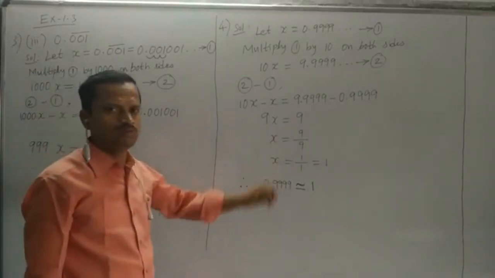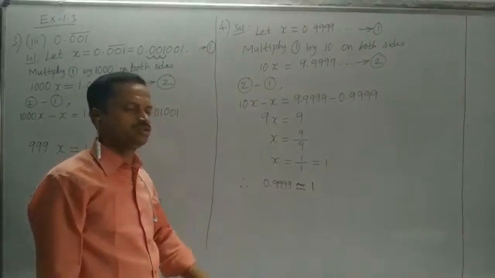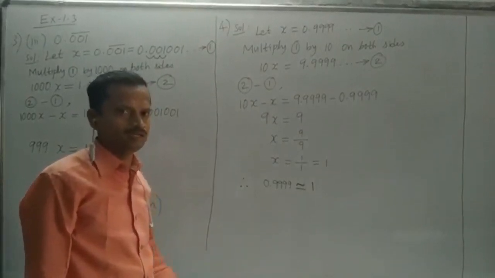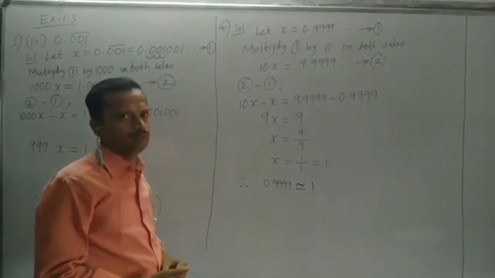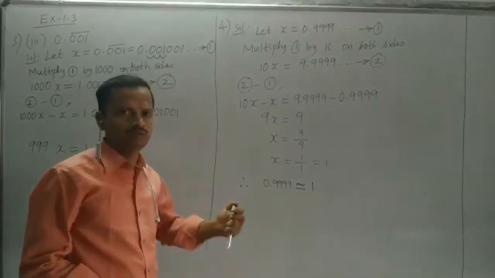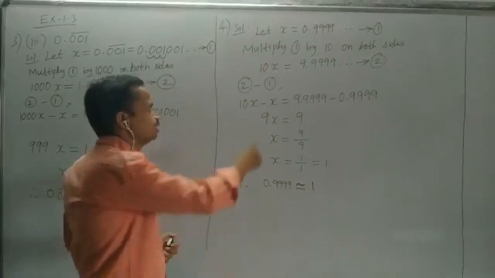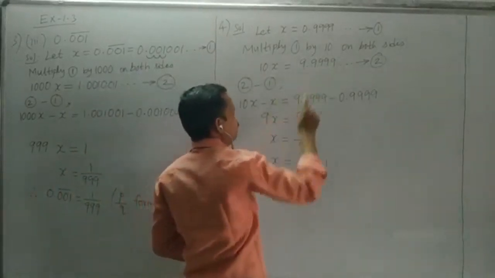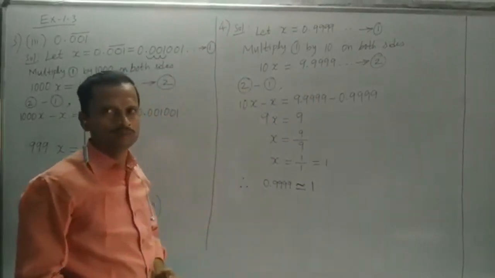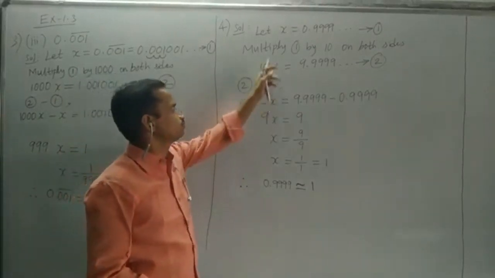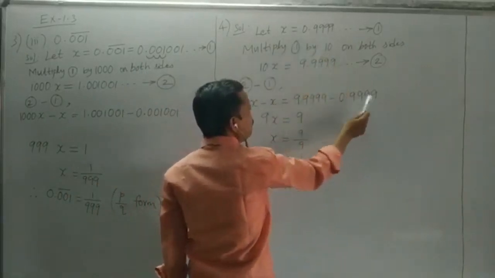Now coming to question number 4. Is this question making sense? What sense is it making? Let us see. The given decimal is 0.9999, so we assume that as x and call it equation number 1. Here 1 digit only is repeating, so multiply by 10. So you get 10x equal to 9.9999, etc. And that is equation 2. From 2 you subtract 1, and you get 10x minus x is equal to 9.999 minus 0.999.